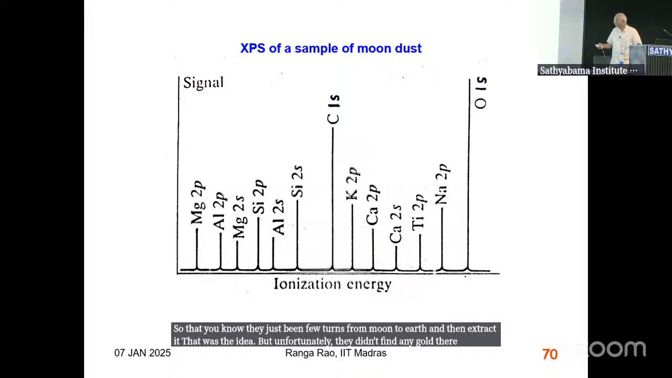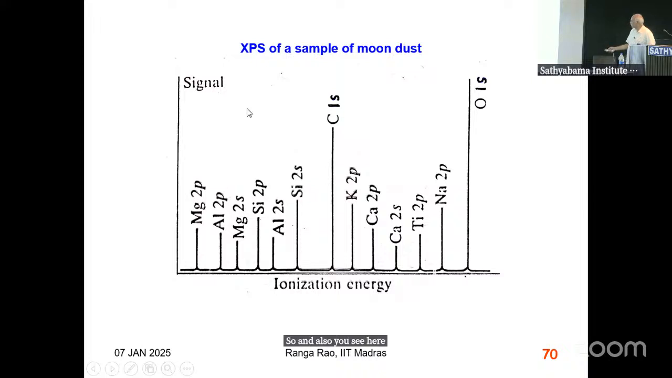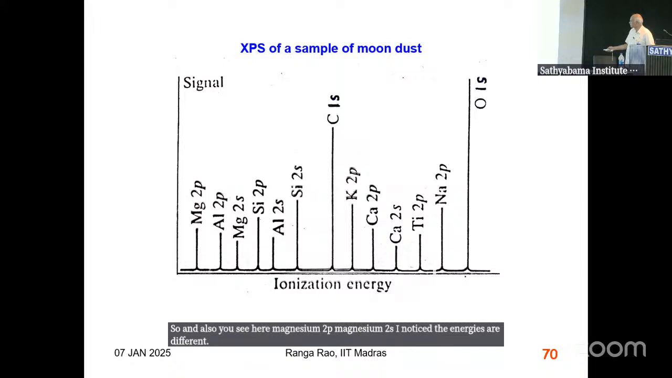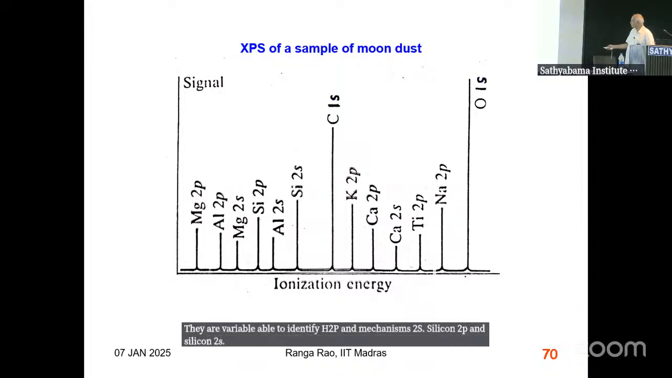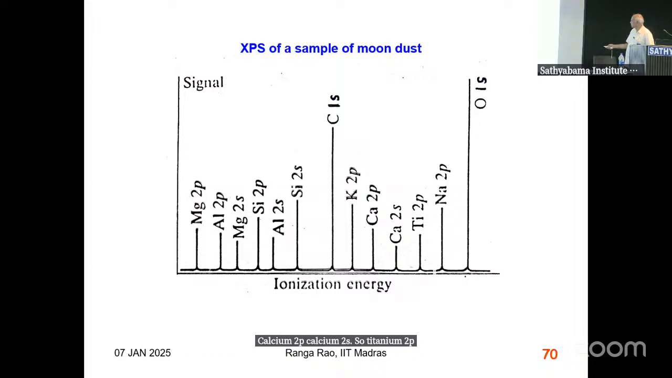All right. And also you see here magnesium 2p, magnesium 2s. Ionization energies are different. They are very able to identify magnesium 2p and magnesium 2s, silicon 2p and silicon 2s, calcium 2p, calcium 2s, titanium 2p, potassium 2p. Carbon 1s, oxygen 1s show very high intensity.